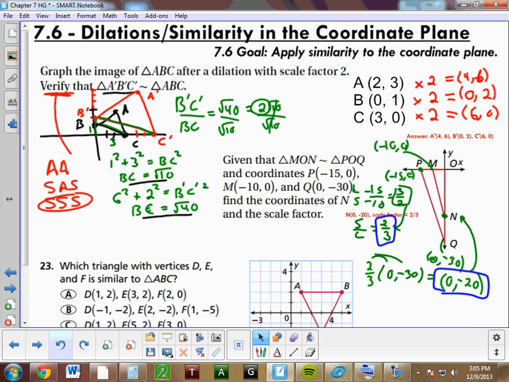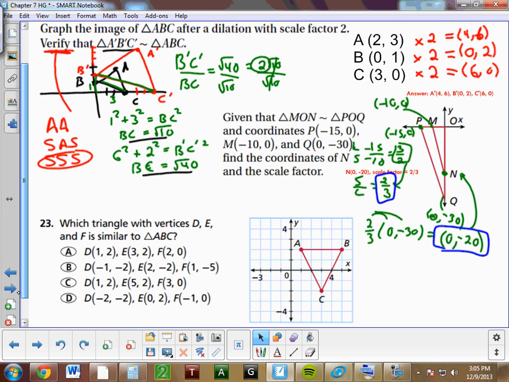All right, I've got one more example down here that I can show you. It says, which triangle with vertices D, E, and F is similar to ABC? You have options here. So you can get the coordinates and you can check the scales. This coordinate is, what is this, 1, 2. I've got this one, which is 1, 2, 3, 4, 5, 2. And I've got C, which is 3, negative 2.